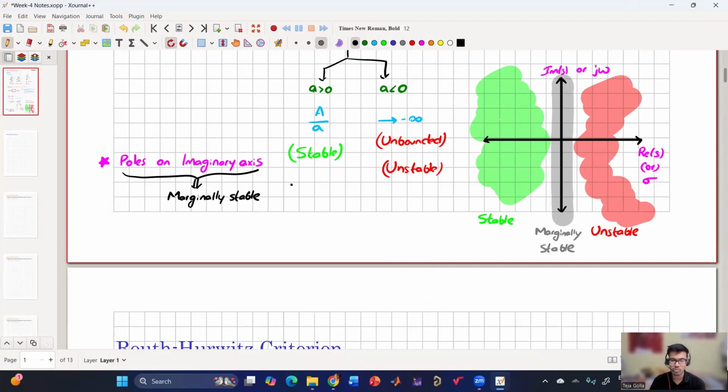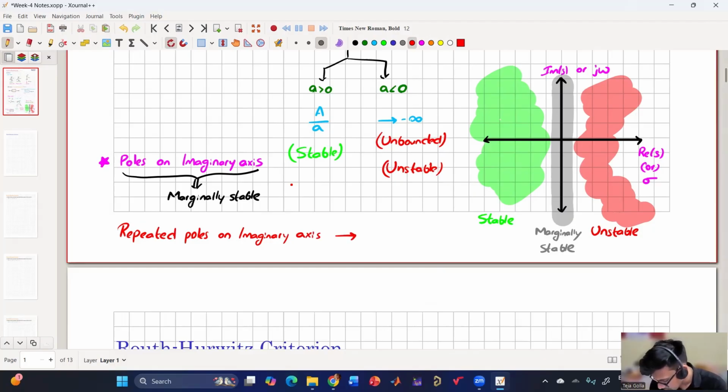So if there are repeated poles on the imaginary axis, again it is unstable. Repeated poles on the imaginary axis mean the system is unstable, because we'll get an additional t term, and this t term will increase with time.